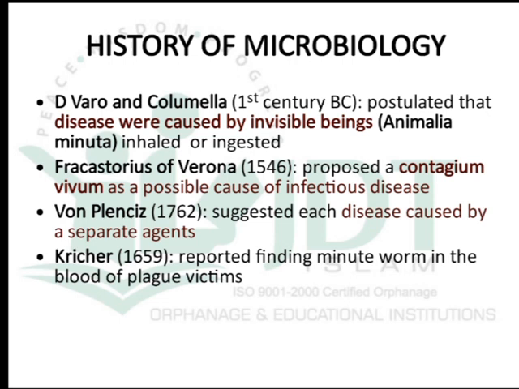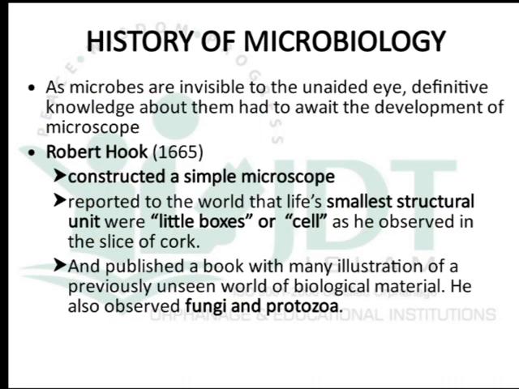After that, in 1546, Fracastorius of Verona proposed Contagium vivum as a possible cause of infectious diseases. Then in 1762, von Plenciz suggested that each disease is caused by a separate agent. And in 1659, Kircher reported minute worms in the blood of plague victims.